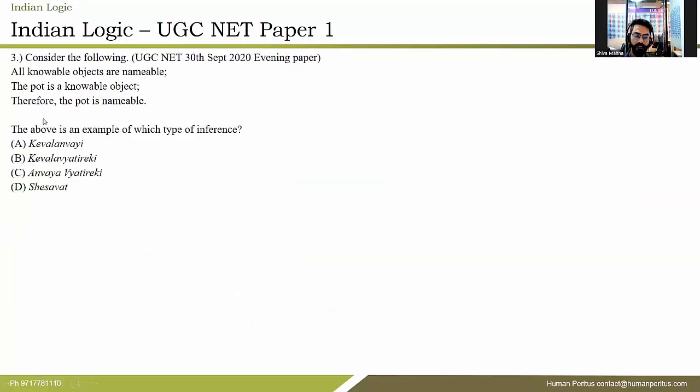The next question has three basic statements in it. All knowable objects are nameable. Okay? The second statement is a pot is a knowable object. Okay? Therefore, a pot can be named. Pot is nameable. Very true.